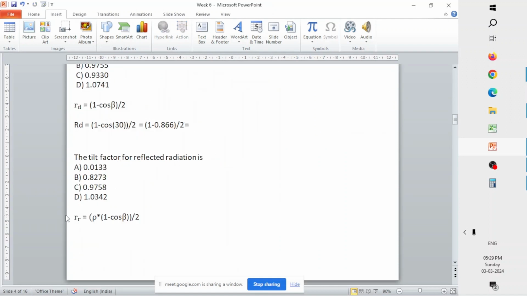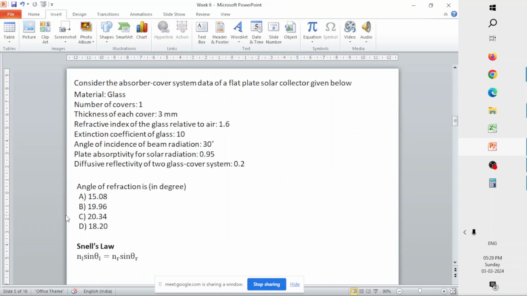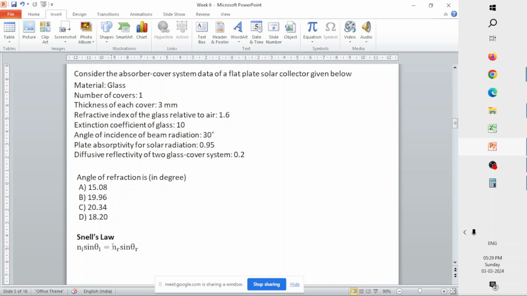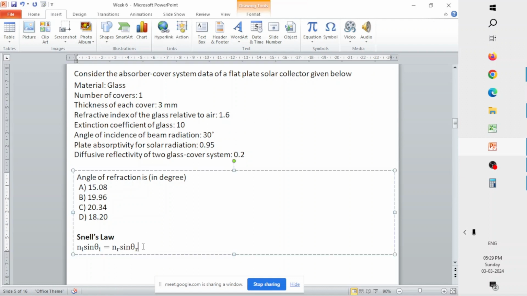So let me move on towards this, this is the place where things become a bit more complicated. So let's start solving this one. You are supposed to calculate the angle of refraction, and all the other values are actually given, that is your number of covers, thickness of each cover, refractive index, extinction coefficient, and all the other stuff.